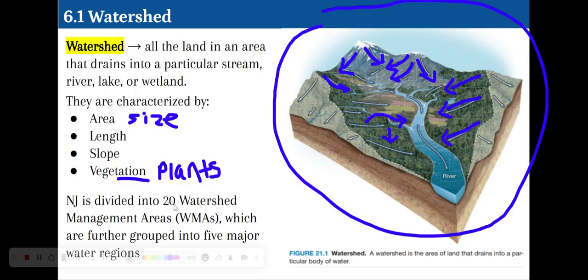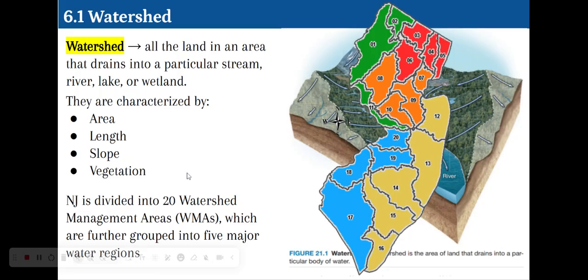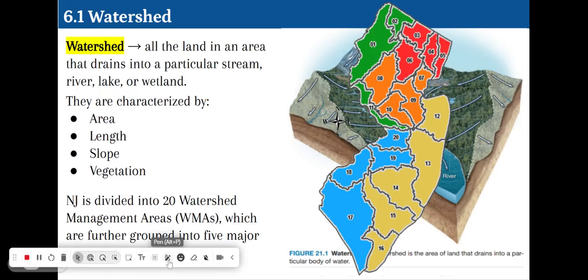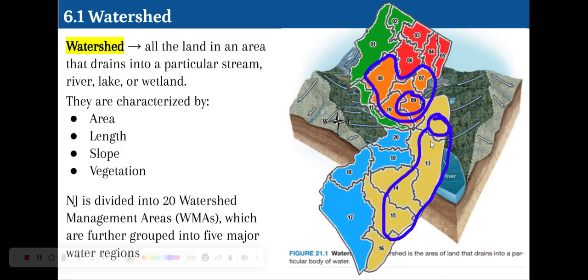New Jersey is divided into 20 main watershed areas, and they're further grouped into 5 major watershed regions, and here they are. So we are in watershed number 9. We're in the orange zone, and all of these areas are going to drain into a particular watershed. I live in zone 12, and all of our watersheds here drain into a few different ones, but one of the main ones is the Manasquan Reservoir. So that is where I am currently living.